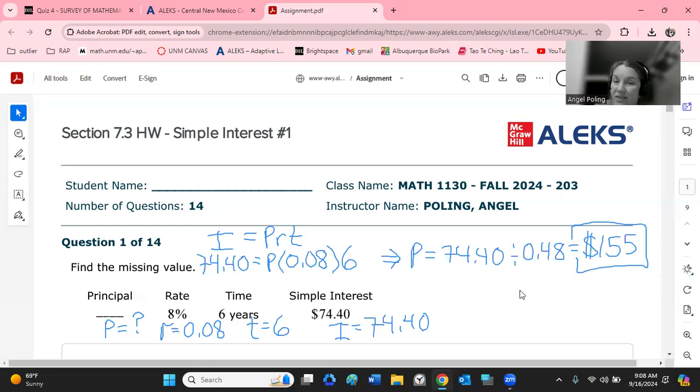The principal should be more than the interest because you're paying a small amount of interest on the amount of money you're borrowing.